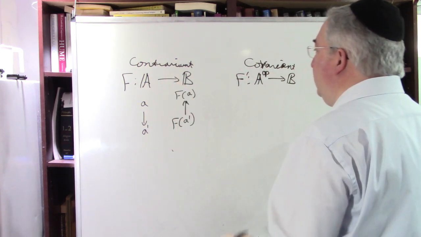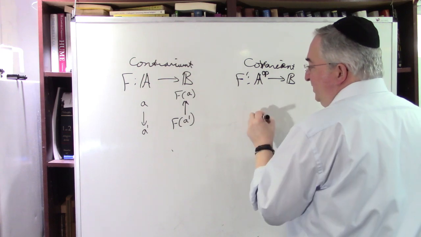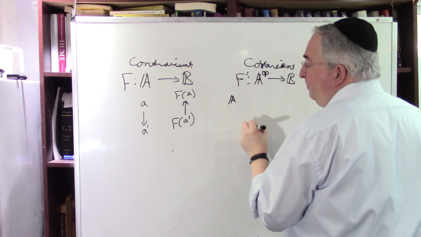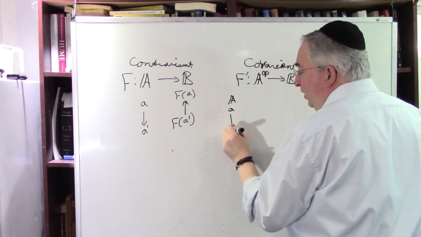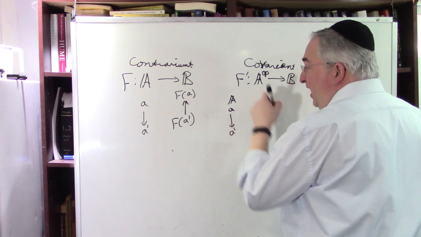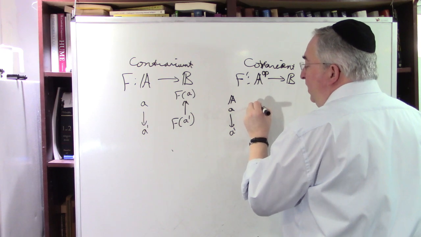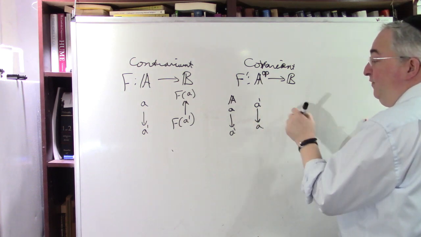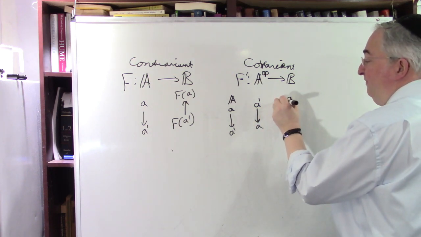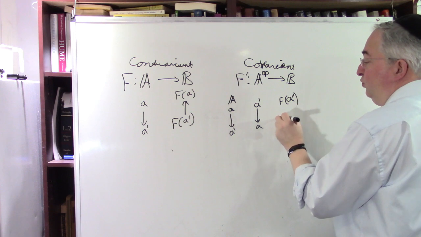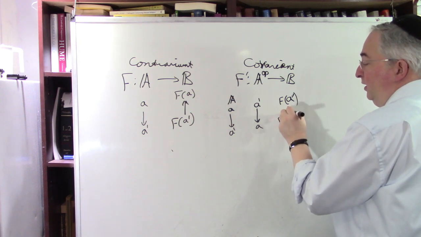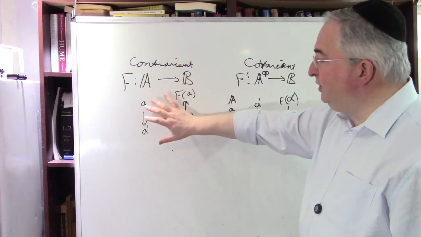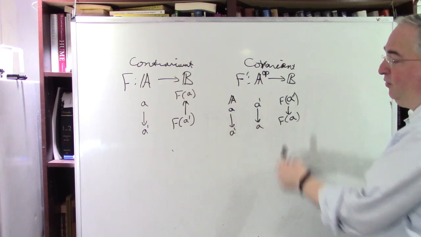That's contravariant. But if you have a map from A to A prime, then in A opposite it's going to be from A prime to A. And then the covariant functor from that is going to be from F of A prime to F of A. So whenever you have a contravariant functor like this, you can also write it as a covariant functor like that.